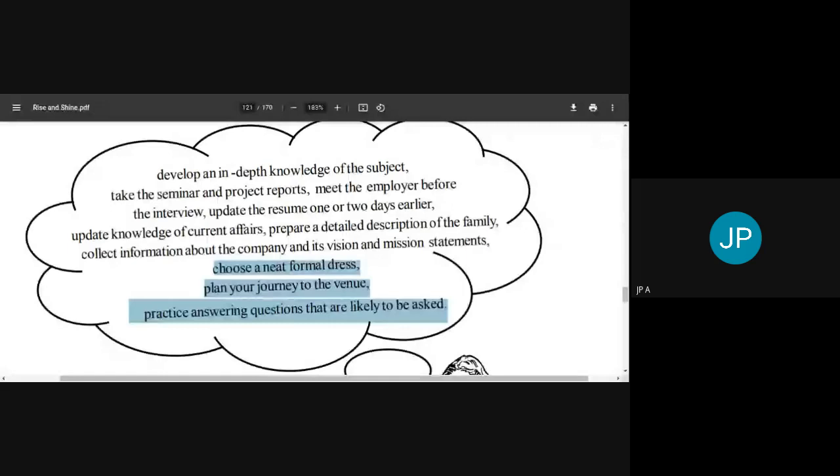So how can we plan? If we are not aware of the place, it is sometimes suggested that it is better to go there 1 or 2 days before.